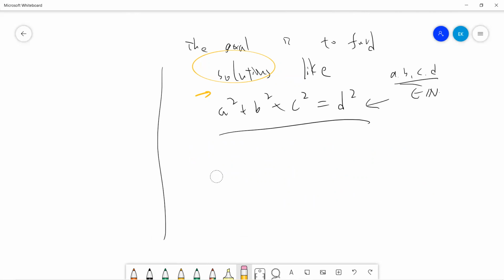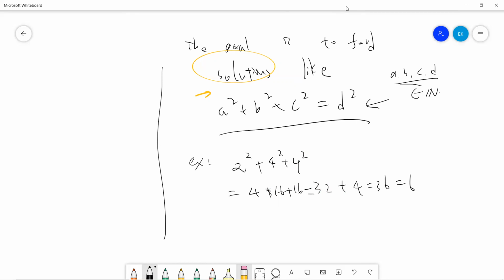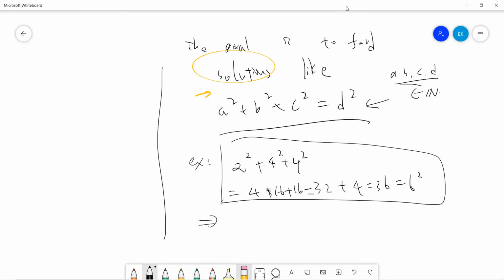Okay, so let's see. Let's provide an example. So the example is 2 squared plus 4 squared plus 4 squared, right? It's 4 plus 16 plus 16, so 32 plus 4, which is 36. So it should be 6 squared. So this is one solution. This is the example.